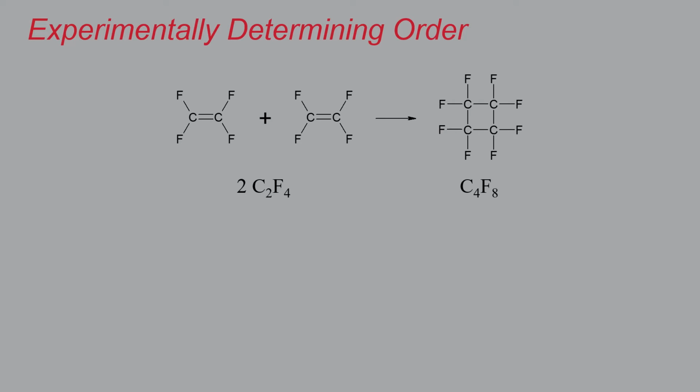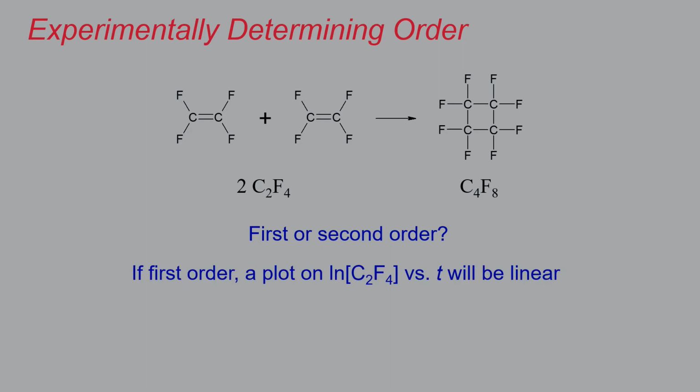All right, so we talked about the two orders, and these are the only two we're going to talk about in this class. So how do you tell? So here is a reaction where we've got, this is called perfluoroethylene, C2F4, and they can combine to form this C4F8 square looking thing. And you might want to know if this is a first or second order process.